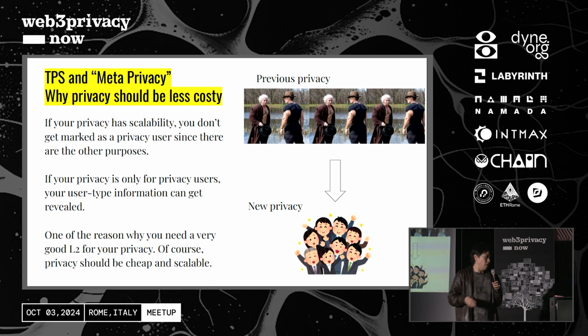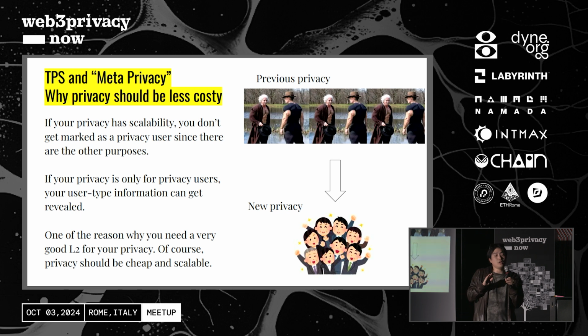The concept of meta privacy is quite simple. We need to have another functionality besides privacy. For example, the Lightning Network has strong scalability and privacy at the same time, somehow. So we cannot tell whether Lightning Network users are privacy users or payment users, right? Many people use the Lightning Network as a payment system and for scalability, right? So basically, it makes a mixture of information, a mixture of user type information.